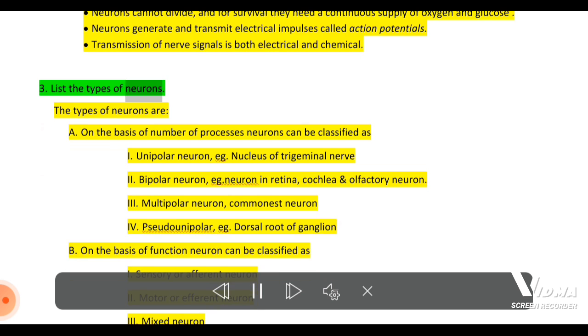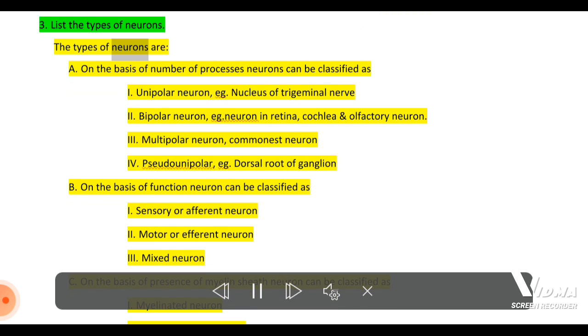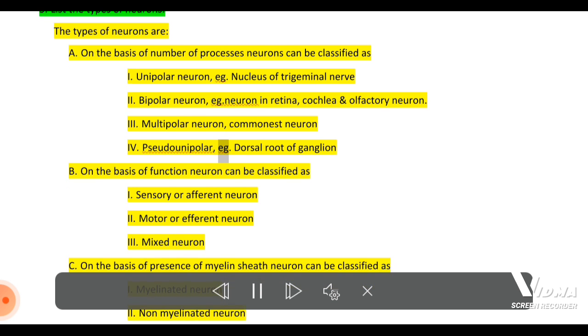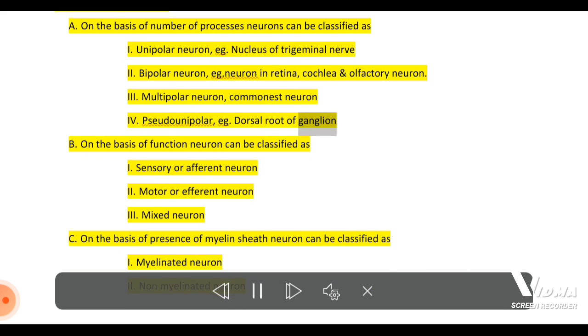List the types of neurons. The types of neurons are: on the basis of number of processes, neurons can be classified as unipolar neuron, e.g., nucleus of trigeminal nerve; bipolar neuron, e.g., neuron in retina, cochlea and olfactory neuron; multipolar neuron, commonest neuron; pseudounipolar, e.g., dorsal root of ganglion.